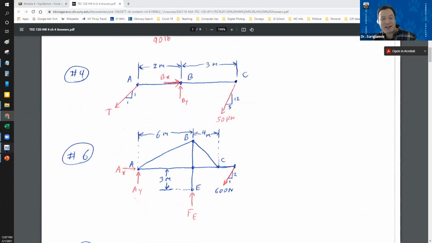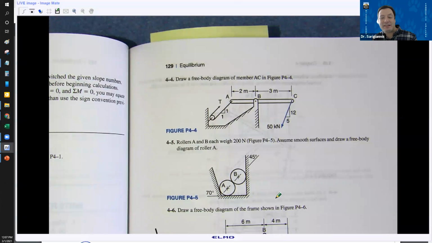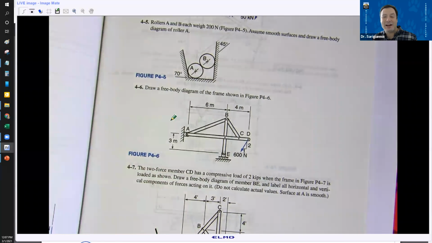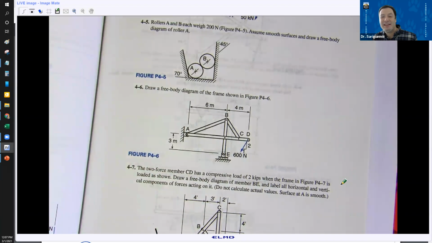Let's see, I was looking for these 4 points. Let's look at number 6. Number 6 is a good review anyway. You're gonna have to draw a free body diagram on your test at some point. Free body diagrams also include dimensions, because the point of a free body diagram is that's what you're basing your analysis off of.